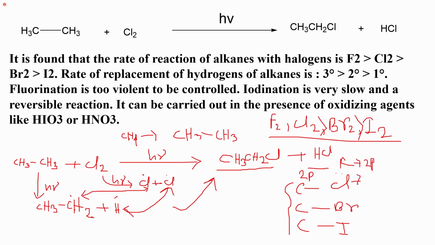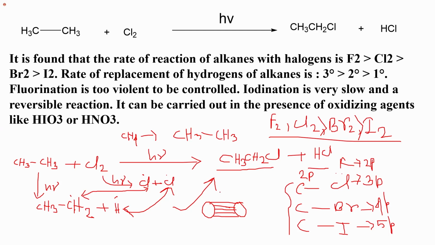Chlorine is 3p, bromine is 4p, and iodine is 5p. Now you can just imagine, suppose the 2p orbital is this one. Now 2p and 2p, so there will be equal overlap, right? 2p size matching means good overlap. Bond forming only happens if the overlapping zone is good. When the overlapping is good, then only the bond formation happens.